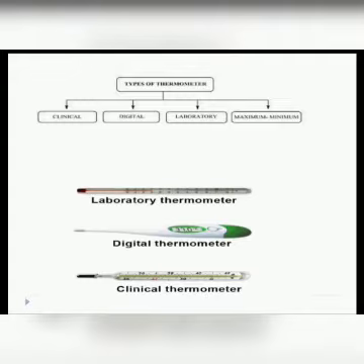Today we are going to continue with the chapter Heat. As we have discussed in the last class about thermometers, we have discussed only two types of thermometers. One is the laboratory thermometer and the second one is the clinical thermometer. We have learned about the differences and the similarities between these two types of thermometers. And the rest, as we have four categories of thermometer.